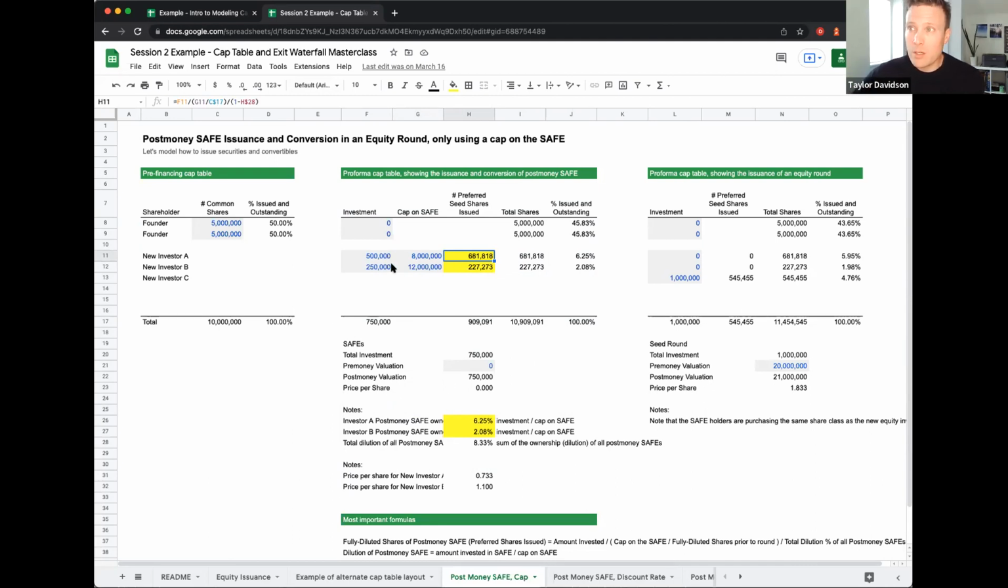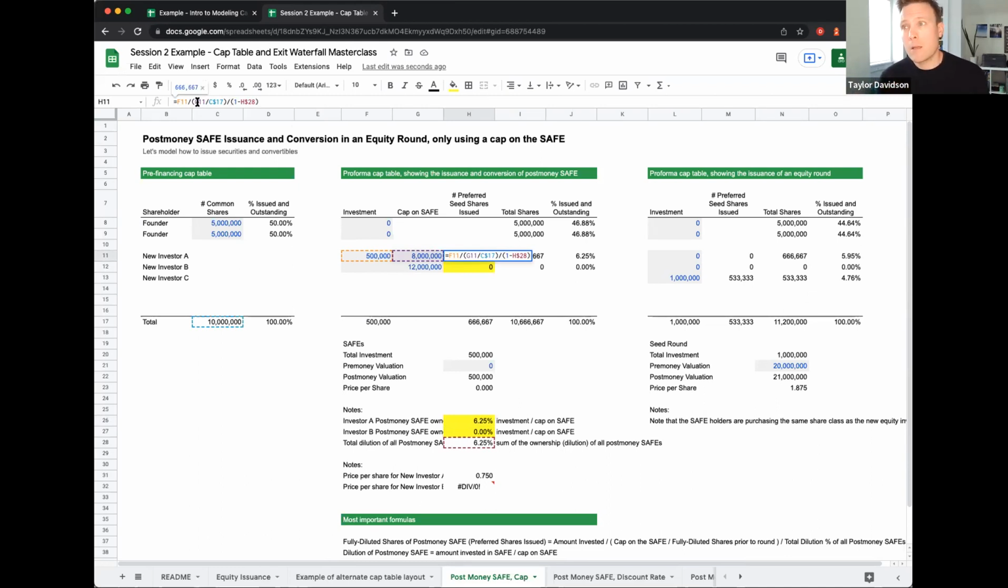So in this case, say there was no other investor here, I would ask what's the dilutive effect of the note? It's basically the investment divided by the cap, which is the dilution created by the note. And then I calculate the number of preferred shares issued in the round, which is basically saying how much is invested divided by something. And what's it divided by?